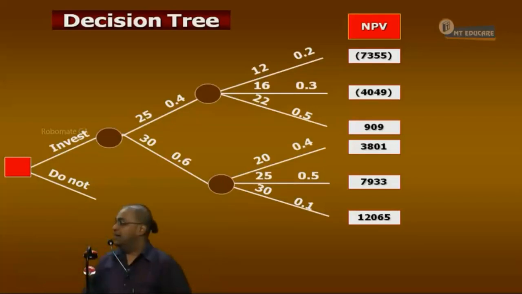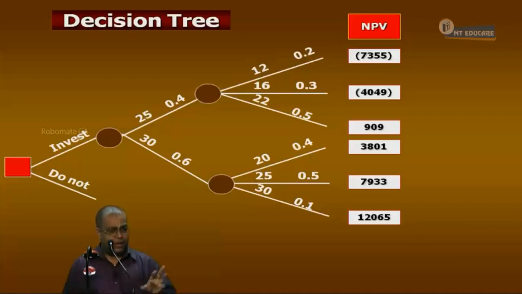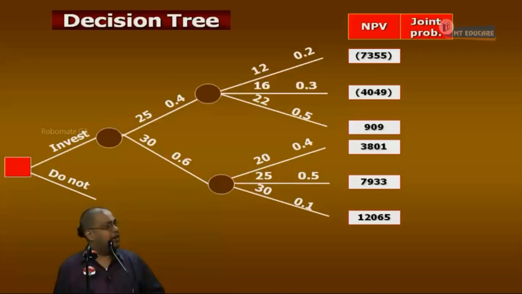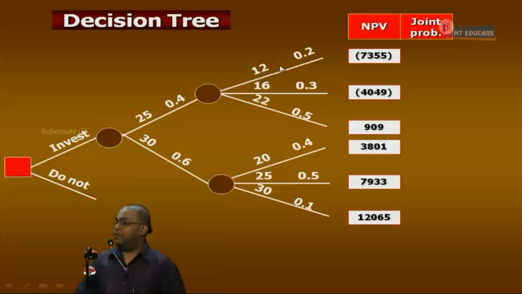To get minus 7355, two things will happen here. First year cash flow should be 25,000 and second year cash flow will be 12,000. That means for this -7355 to happen, both activities should happen together. The probability I use is the joint probability. Should I add? No, I should multiply.